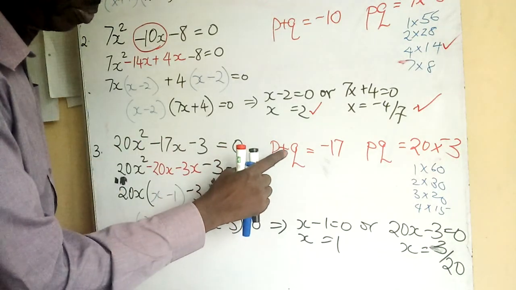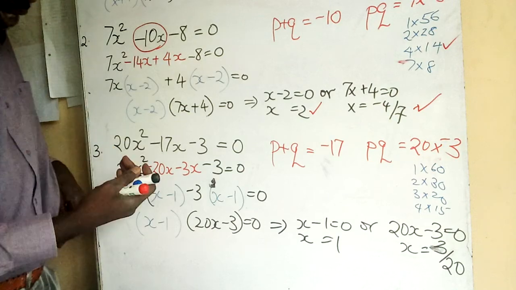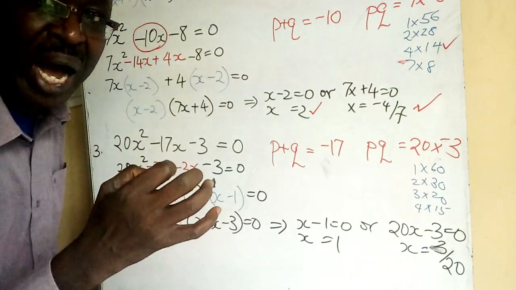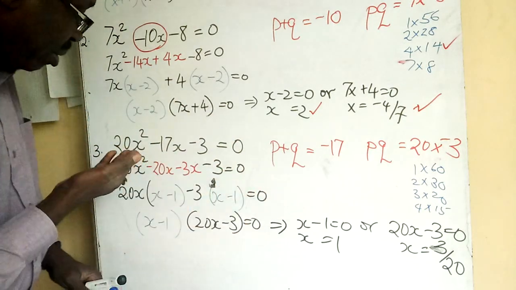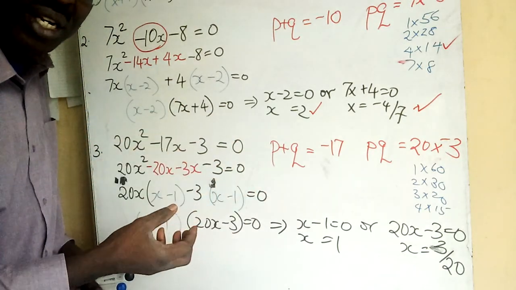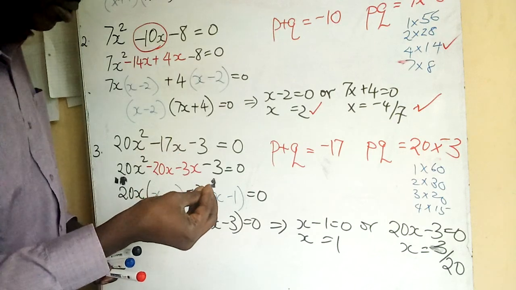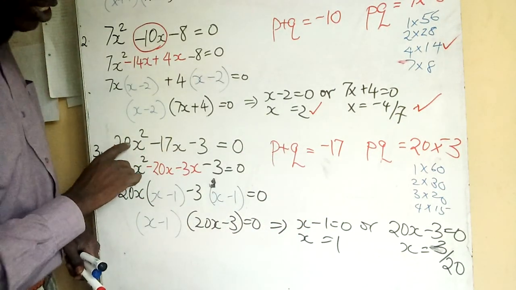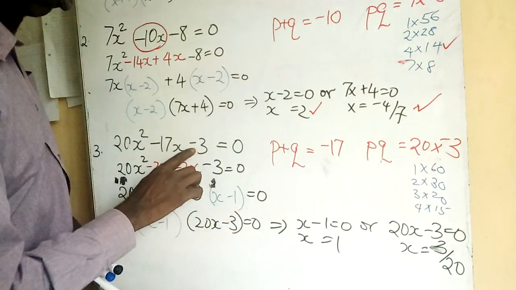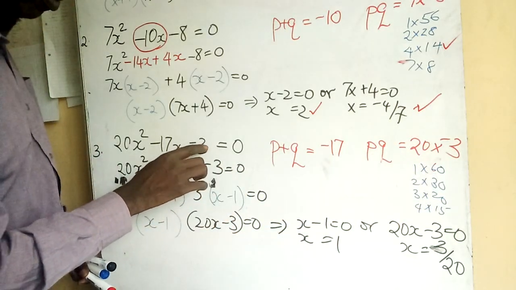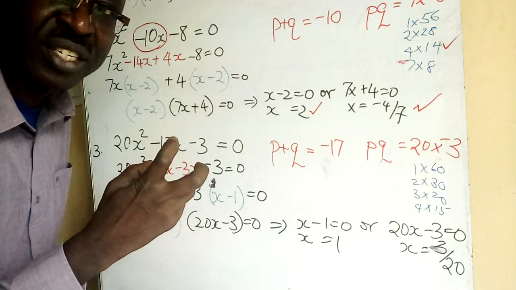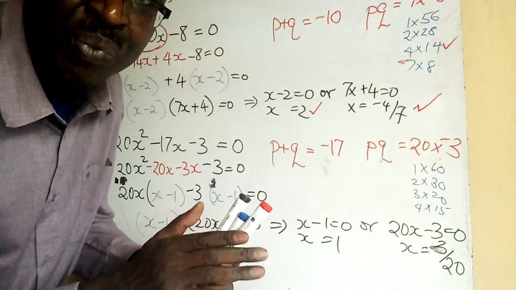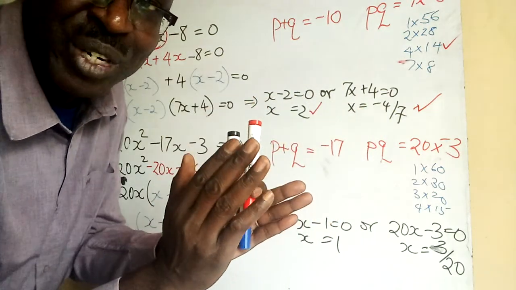Tips. P plus Q is the middle number. P plus Q, the middle number. Number, not term. The term is negative 17x. The number is negative 17. But the product is the coefficient of second degree multiplied by the constant. Don't multiply by 3. It has to go with its sign. So I'm talking of negative 60. Forget about negative. Deal with the 60.